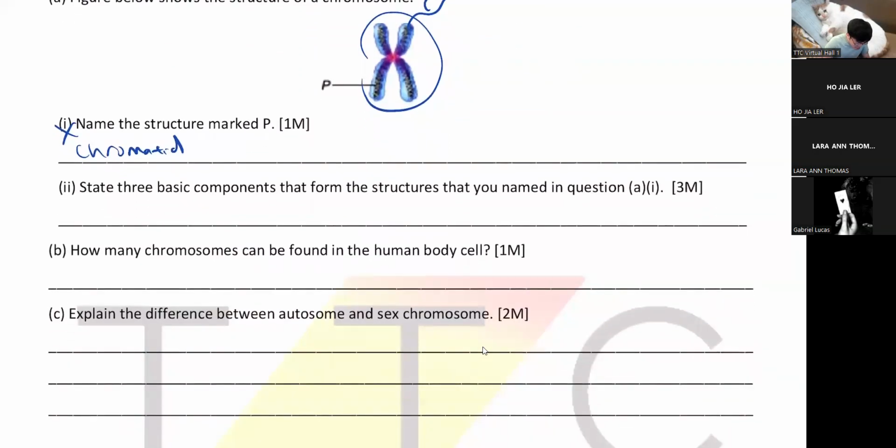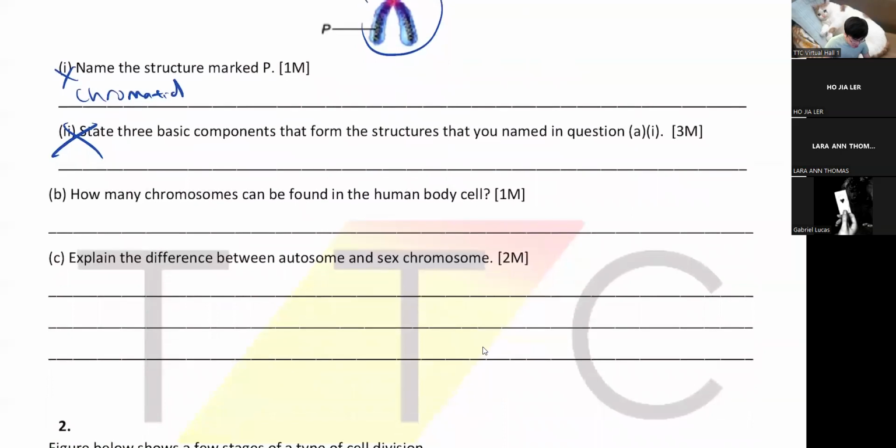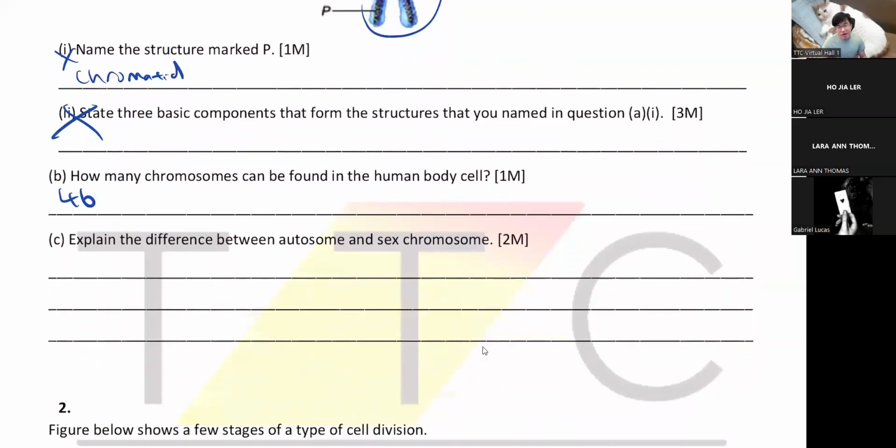All right. So number 2, state 3 basic components that form the structure. This is not your syllabus. Please cross it out. Not important. So B, how many chromosomes can be found in the human body cell? How many chromosomes do you have? You have 46. All right. 23 from your mom and 23 from your dad. That's why you look like both of them. Okay, you get half from your mom and half from your dad. And next time when you give it to your kid, you're going to give another half. Okay, so it's like a shuffling thing, random.